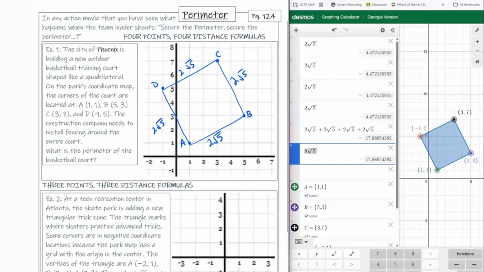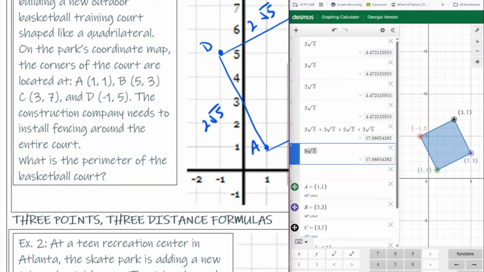So those are my sides. What is the perimeter of the basketball court? So I'm going to say it is 2 radical 5 plus 2 radical 5 plus 2 radical 5 plus 2 radical 5, which is equal to 8 radical 5. And you're also going to give me that in decimal form, and let's call it round to the nearest 10th. So that's going to be 17.9.